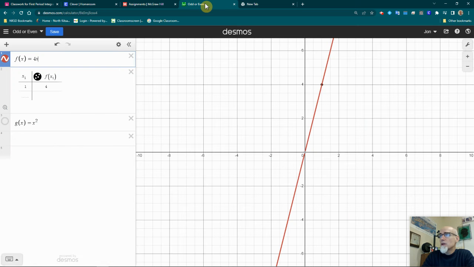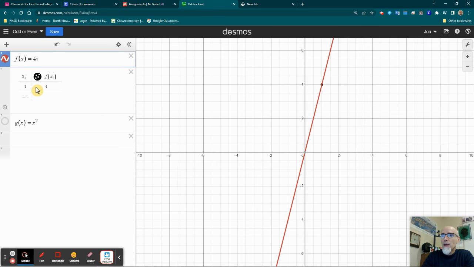The first thing you'll notice is I have a table for my f of x function. I don't have a table for our g of x function. That's what I'm talking about. We're going to learn how to make a table and modify it and all that kind of stuff. And your first two homework problems start out like this.